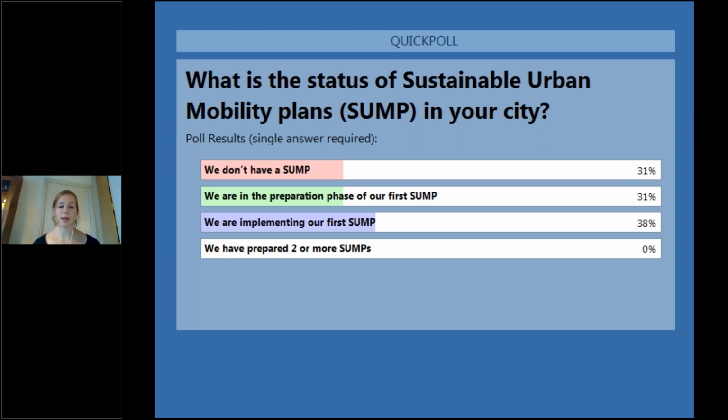And then we have the same level, 31%, both that are preparing the first SUMP and that don't have a SUMP yet. So I think this webinar today will really start from the beginning, and we'll give you some impressions of how to start up the whole process. But I'm sure that it also helps, of course, when you're already a bit further with that. Okay, thank you very much.